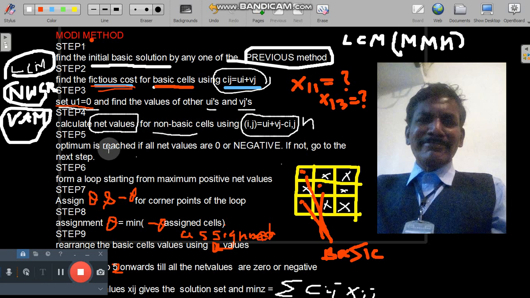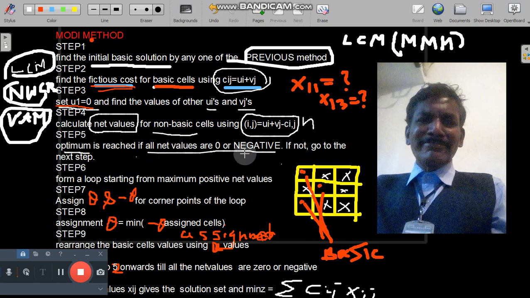Now, if you come to step number 5, we have to see all the net values. Net values you will get for non-basic cells. Suppose there are 5 non-basic cells, then you will get 5 net values. For those 5 net values, if all are 0 or negative, then the optimum is reached. Our solution we got. When we say optimum, all net values must be 0 or negative.